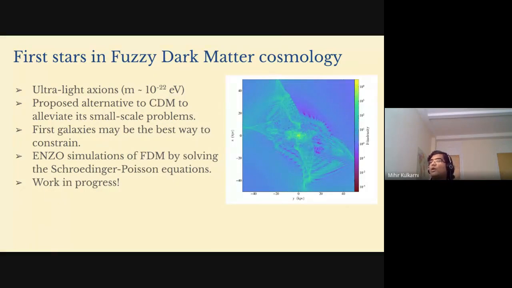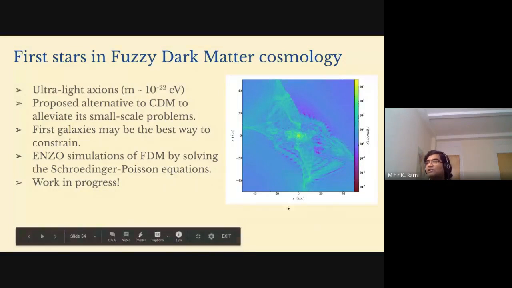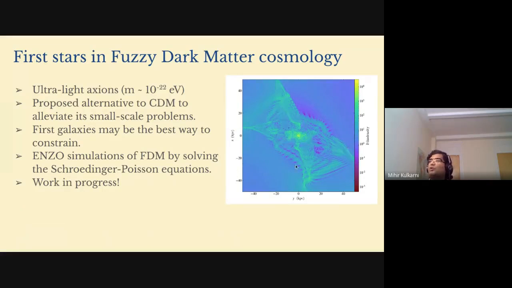And this may be one of the best ways to constrain, studying first stars and first galaxies would be the best way to constrain the mass of this fuzzy dark matter. So for example, this is showing a density slice passing through a fuzzy dark matter halo, and we can see this interference pattern that we are all familiar with from quantum mechanical effects, and these interference effects would be present on scales of few kiloparsec because of their such low mass.